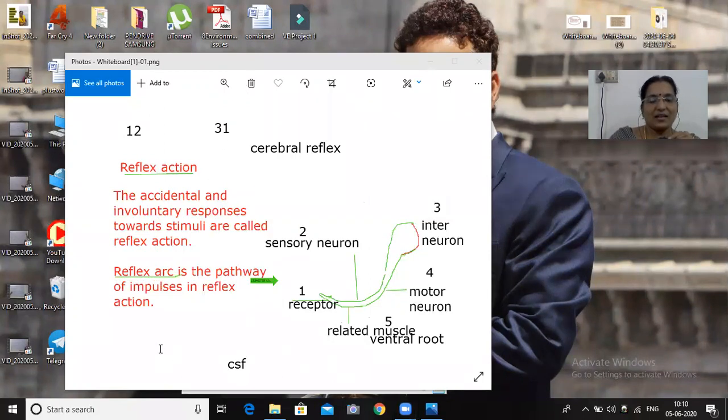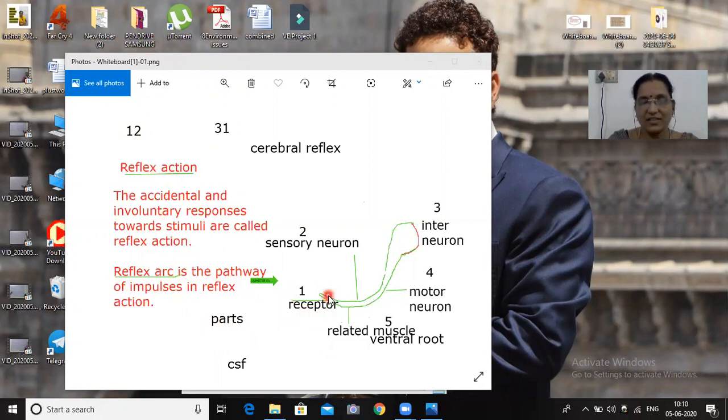Reflex arc consists of various parts. Here the word is parts, not part. That's why I'm writing here this is parts. What are the parts of reflex arc? What is the reflex arc? The pathway of impulses in the reflex action is known as reflex arc. It consists of 5 parts. First of all, the receptors. What are receptors? Receptors are modified neurons.